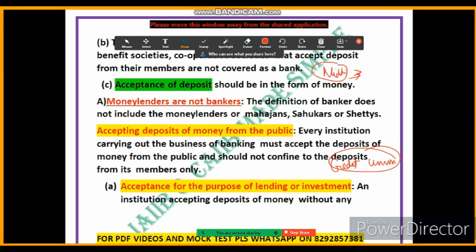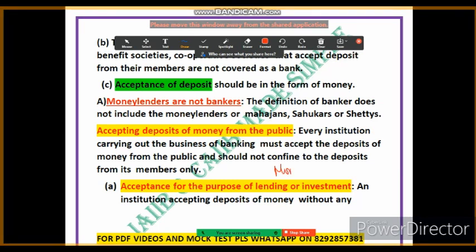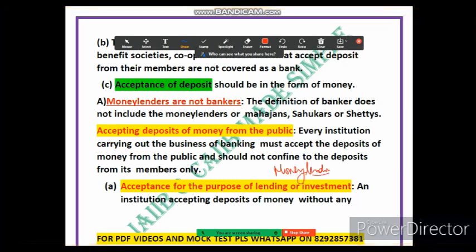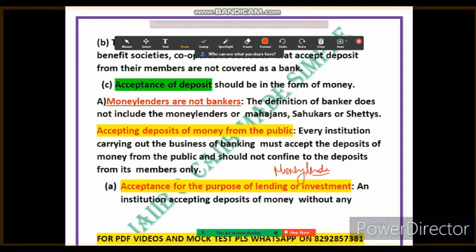So that's the definition of acceptance of deposit. The second point is that acceptance of deposit should be in the form of money. So see, try to understand money lenders. You know about money lenders. So tell me, are money lenders bankers or not? They are not bankers, right?